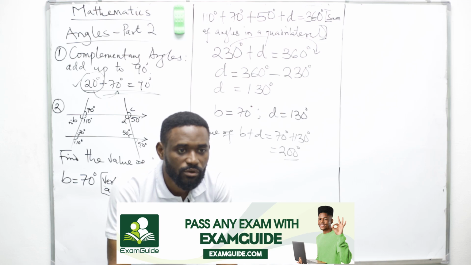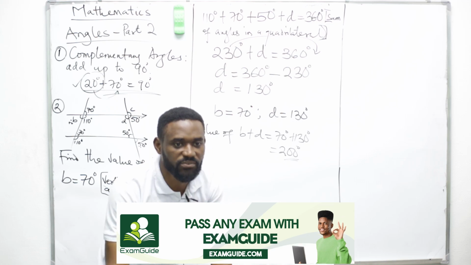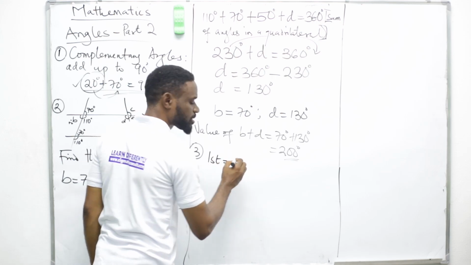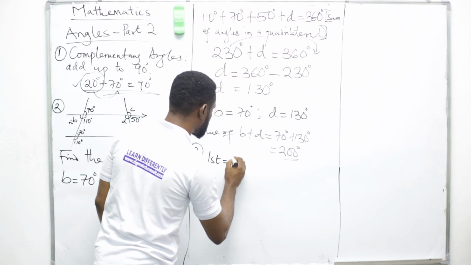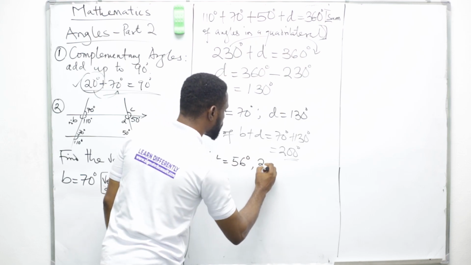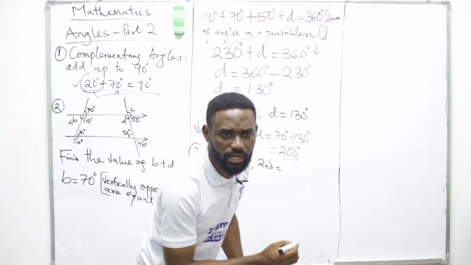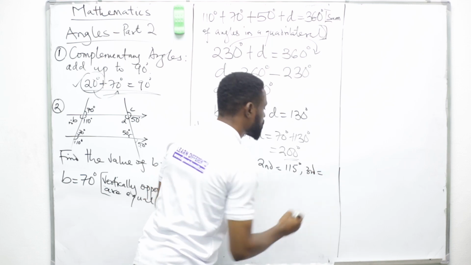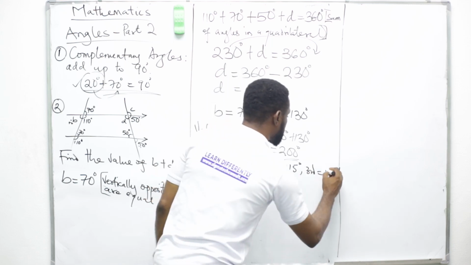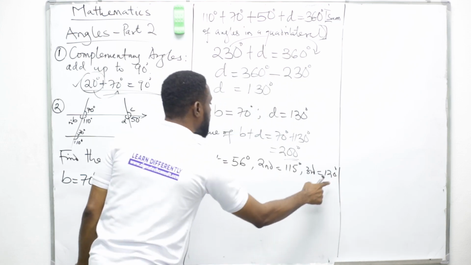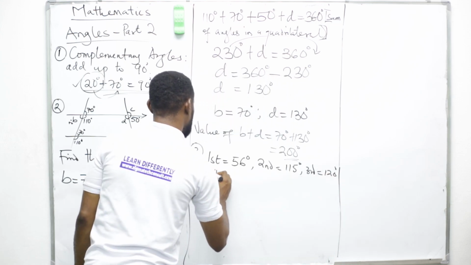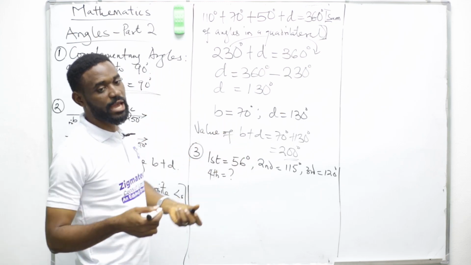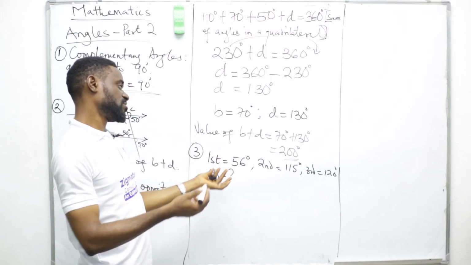Now they say we should find the fourth angle. The first angle given is 56 degrees. The second angle given is 115 degrees. The third is equal to 120 degrees. They are asking us to find the fourth. Let me give you a pictorial representation of what they're asking us to do.